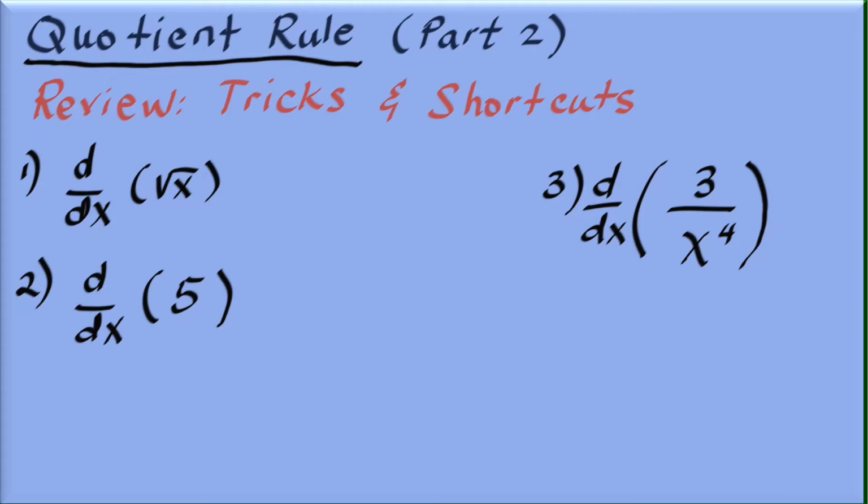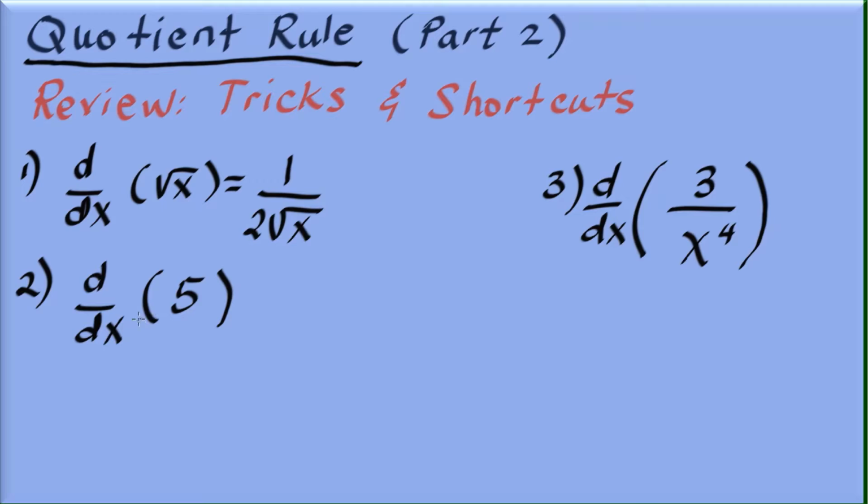Okay, so let's continue on our discussion of quotient rule. So this is the second part. Let's start with the review. So these are some of the tricks and shortcuts that you will be seeing when we continue working on the quotient rule. Number one, so I hope by this time you memorize the derivative of square root of x. So every time you get to see this derivative of square root of x, by memorization, it's going to be 1 over 2 square root of x.